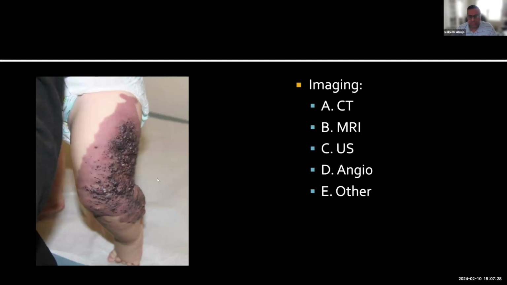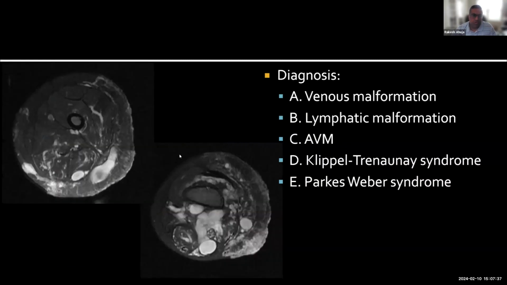You could do CT, MR, ultrasound, angio, any other options. There are many of them, but remember, this is a kid. So we avoid ionizing radiation as much as possible. So we go to MRI, which is our workhorse for pretty much all of these things. And you can see the overgrowth of the limb. There is a significant amount of overgrowth.